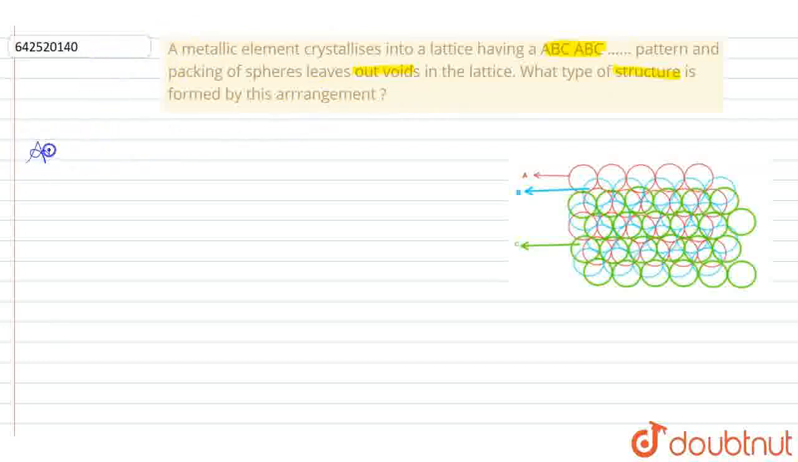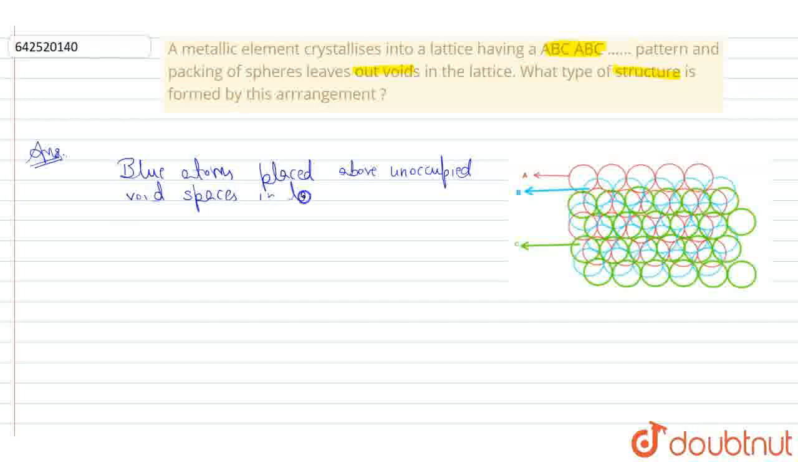Let's see this answer. Here the diagram has been attached for your reference. In this diagram, the blue atoms have been placed above the unoccupied void spaces in layer A.